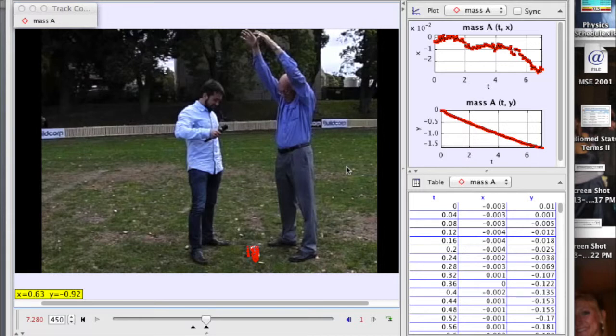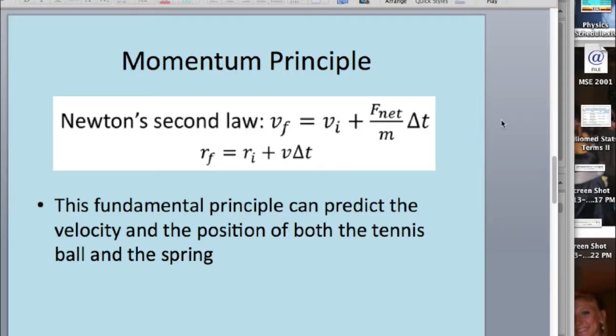Taking these calculations and inserting them into the Python code, as well as applying Newton's second law to predict the motion of the mass, we can compare the computer model of the motion of the mass with the observed data. The fundamental principle used in this lab was the momentum principle, which is seen here. Vf equals Vi plus F net over m times delta t. And this principle can be used to find the velocity and position of both the tennis ball and the spring.